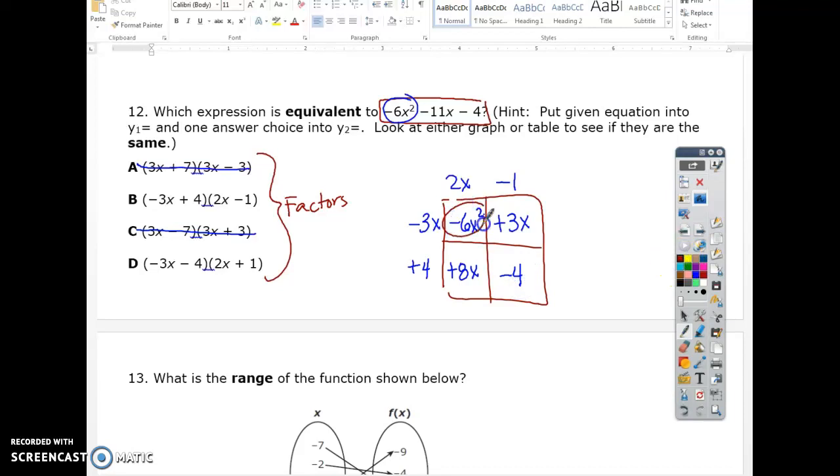So far, my first number and my last number are right. Now, you have to add these two, combine like terms, and it has to give you this negative 11x. This one does not because 8 plus 3 is positive 11. So it's not going to be B either. The answer is D, but let's work it out.